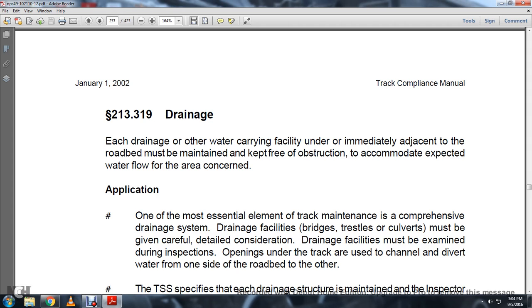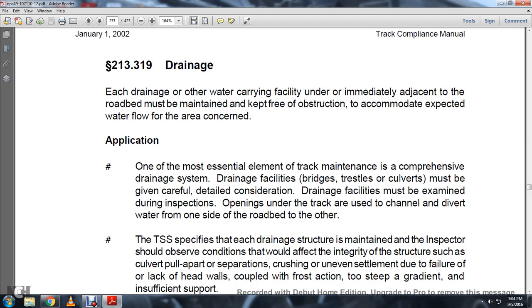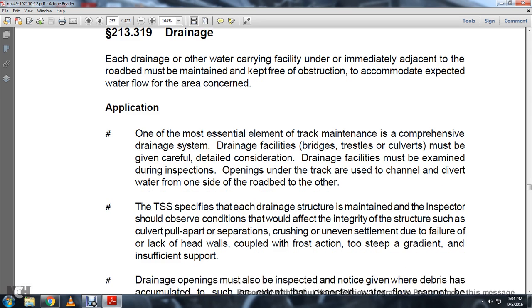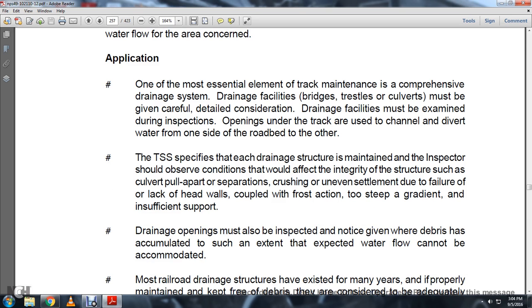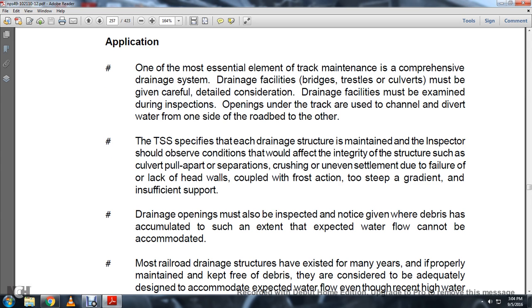Openings under the track are used as channels that divert the water from one side of the roadbed to the other. The track safety standards specify that each of the drainage structures be maintained, but the inspector should observe the condition and effective integrity of the structure, such as a culvert with separation, crushing, or uneven settlement due to the failure of headwalls, coupled with frost action, seeps, or insufficient gradient or support. Drain openings must also be inspected.